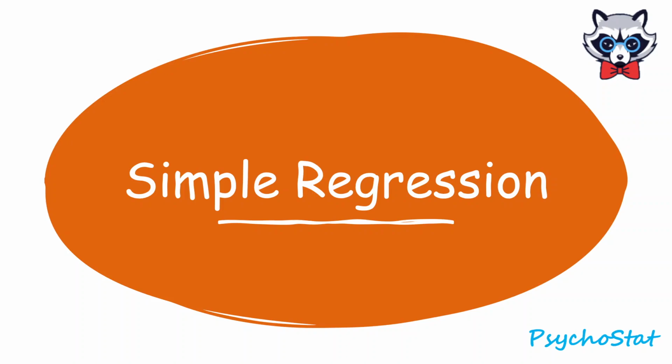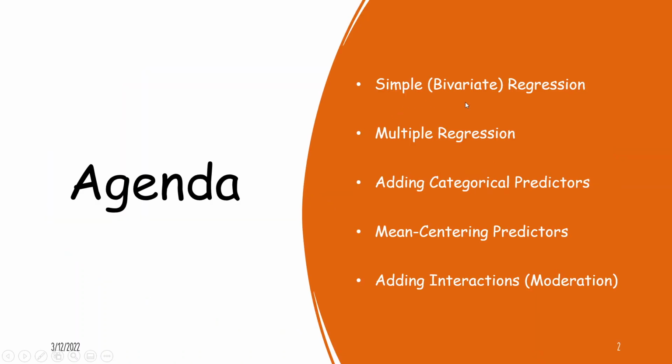Okay, so today we're going to talk about simple regression using R. This is going to be the first of a 5-part series. We're going to cover simple or bivariate regression today, which is just one predictor and one outcome. Future videos will cover multiple regression, adding categorical predictors, mean centering our predictors, and adding interaction terms, which can also be referred to as moderation.